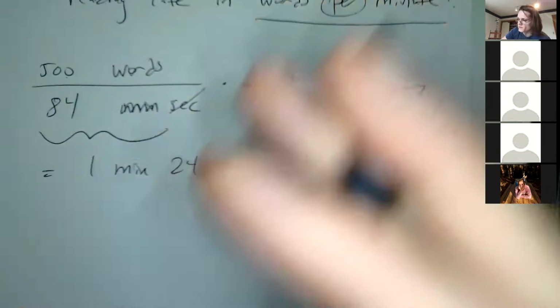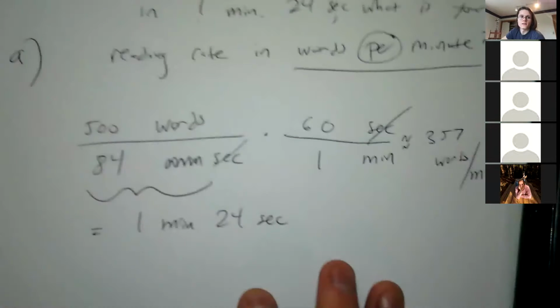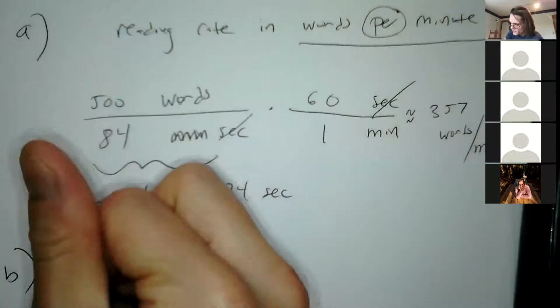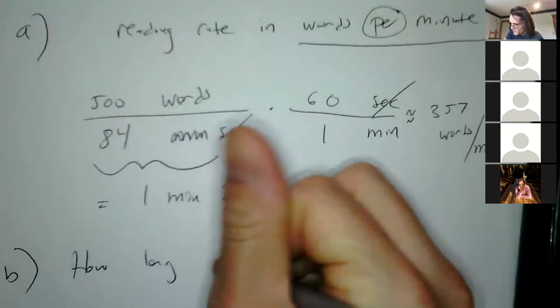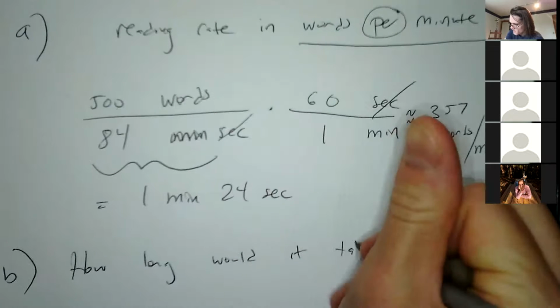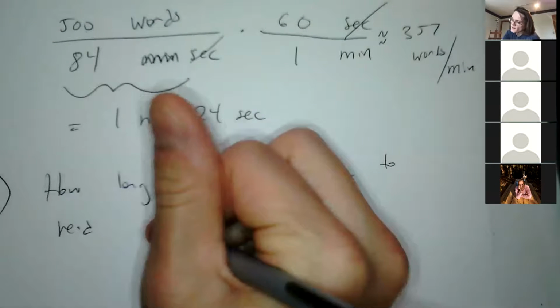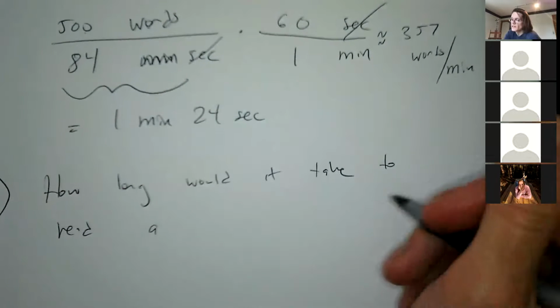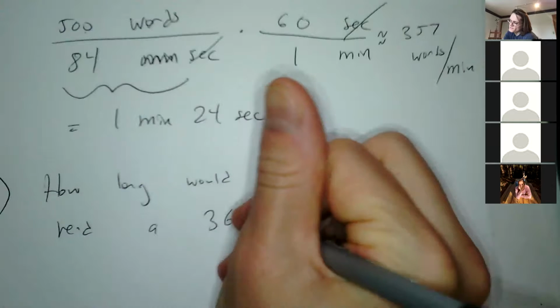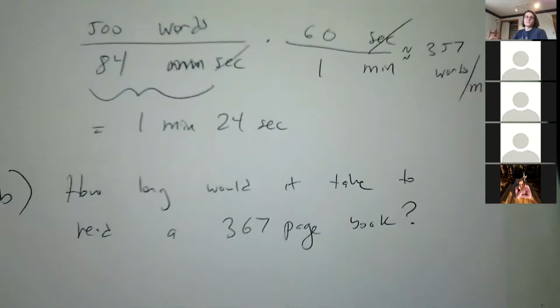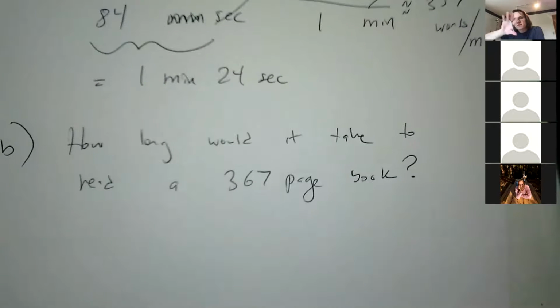So now for the second part of this question, maybe I'll call this A, and I'll call this B. So how long would it take to read a, I don't know, you could say like Harry Potter or something, but read a 367 page book? All right. So this one we can do just as a single string of unit conversions, which is always fun.